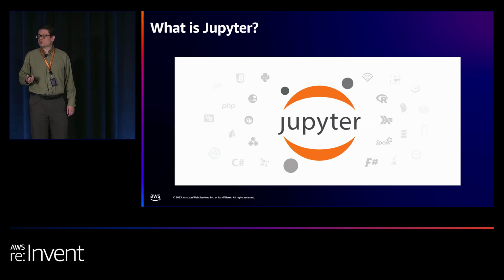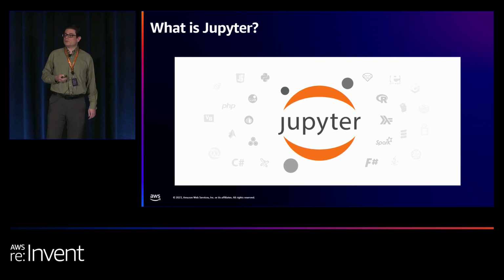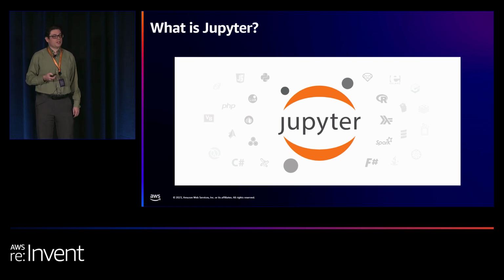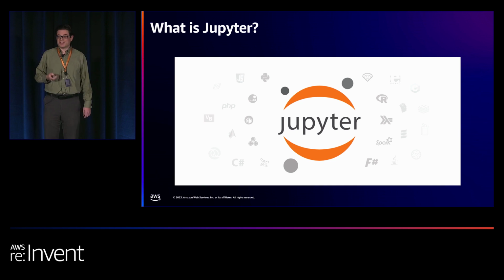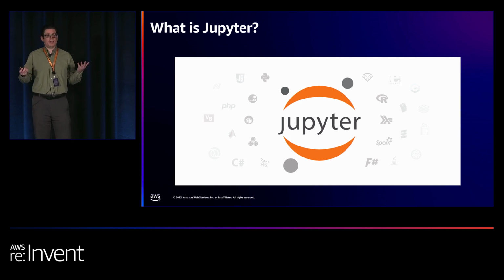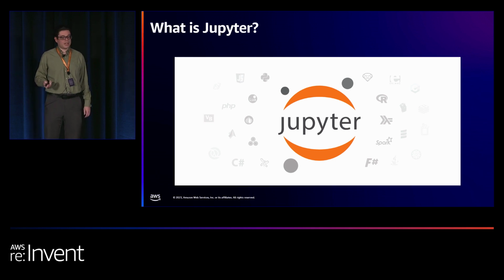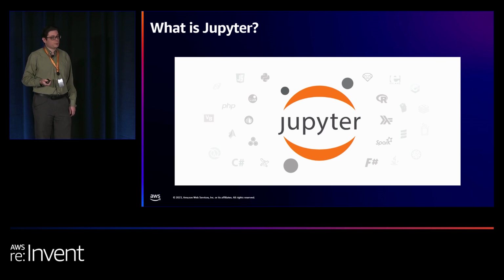It's an open source project for interactive computing. It was originally designed for Julia, Python, and R, hence the name. But because it gained in popularity, there are now what are called kernels for just about any programming language you can think of. And a lot of companies, including AWS, have built commercial products on top of Jupyter.